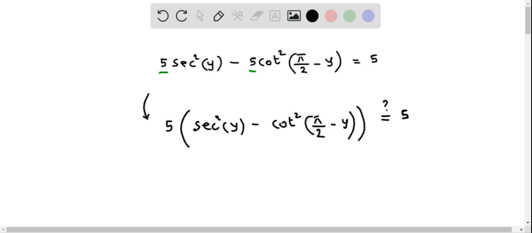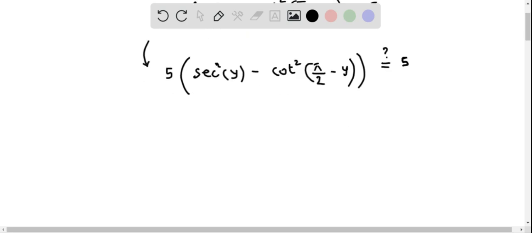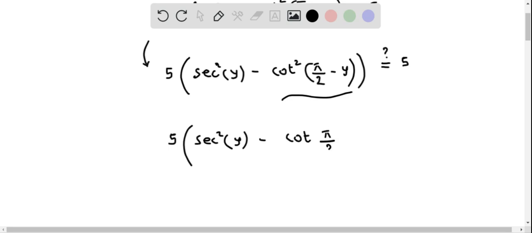And in the next step, we are going to use the cofunction identity, but before that, let's rewrite this in a different form. That is 5 times, we write this secant squared y as it is. And then this cotangent squared can be written as cotangent of (pi by 2 minus y), which is basically the square of the expression inside this bracket. And so let's check if this equals 5.